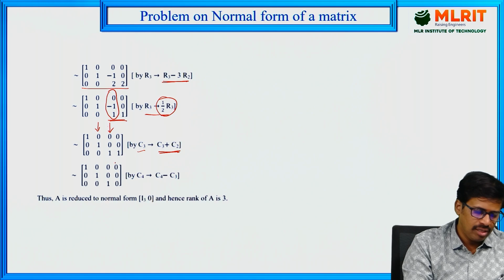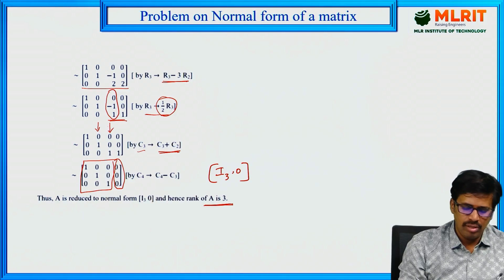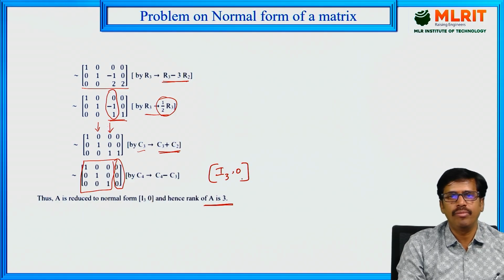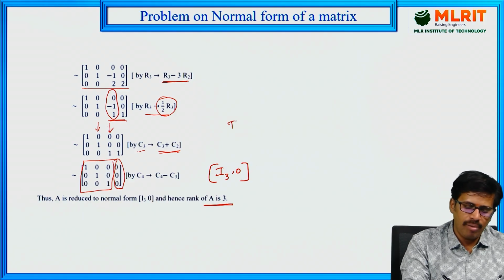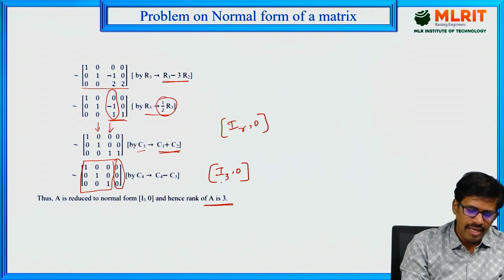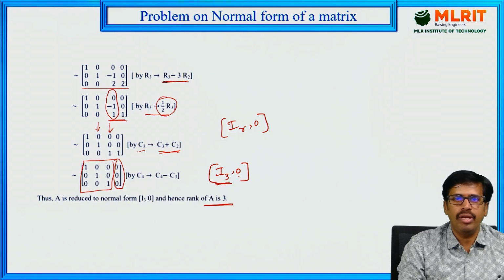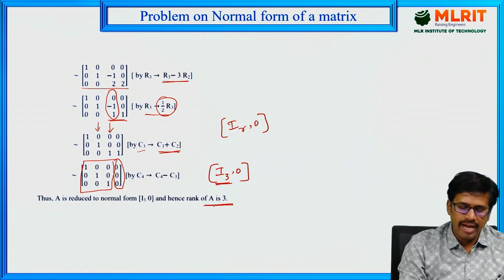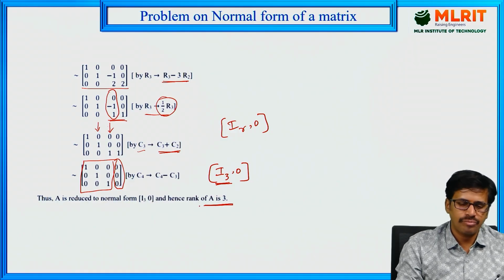At last, I am getting the last column elements as 0. So this is the matrix of identity matrix 3. So we get I3, 0. So this is in standard normal form. In general, we represent it as IR comma 0, where R is the rank of the matrix. Here I3 comma 0, remaining all elements are 0. So rank of matrix is 3.